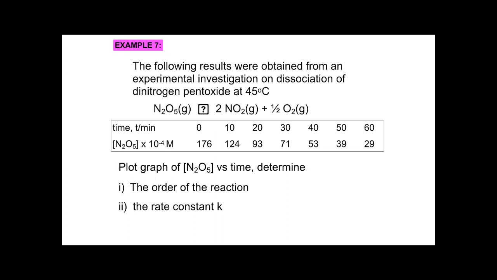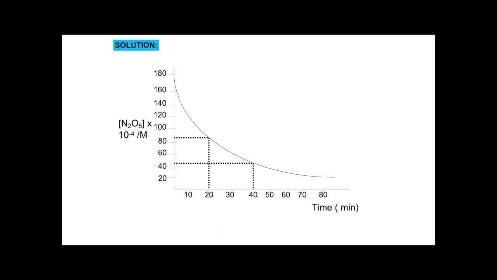So, first we have to plot a graph. By looking at the plotted graph, we can see that a curve is produced. This means that this is not a zero order reaction. We need to find the half-life. The first half-life is when the initial amount of 176 times 10 to the power of negative 4 is reduced to half, which is 88 times 10 to the power of negative 4. The time taken is 20 minutes.